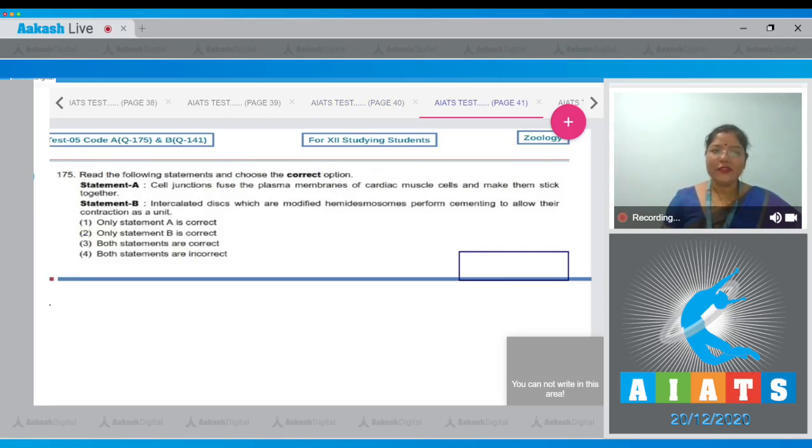Question number 175. Read the following statements and choose the correct option. Statement A. Cell junctions fuse the plasma membrane of cardiac muscle cells and make them stick together. This is a correct statement. Let's see statement B. Intercalated discs, which are modified hemidesmosomes, perform cementing to allow their contraction as a unit. This is incorrect. At intercalated disc, communication junctions or gap junctions are present.